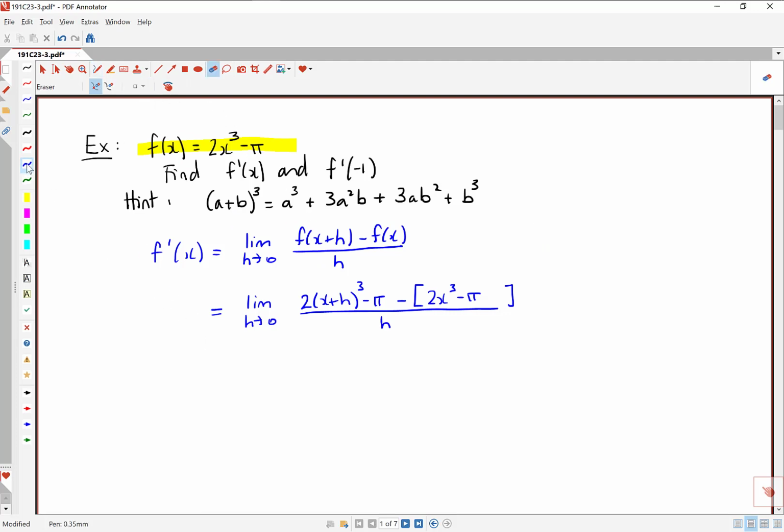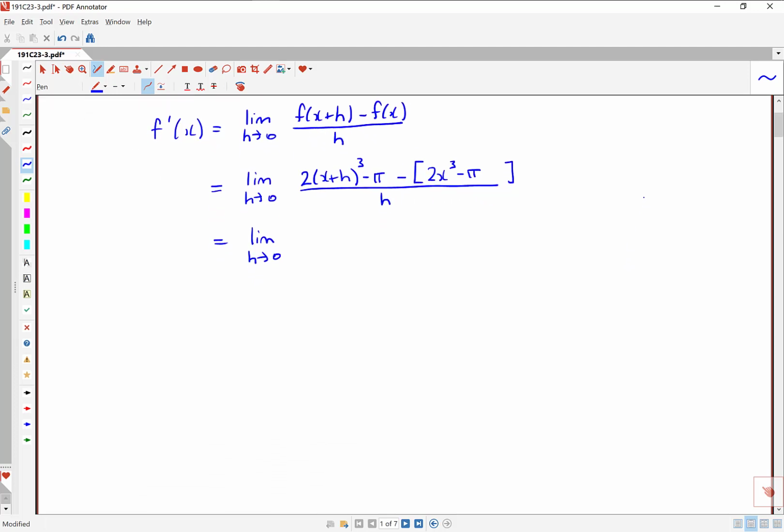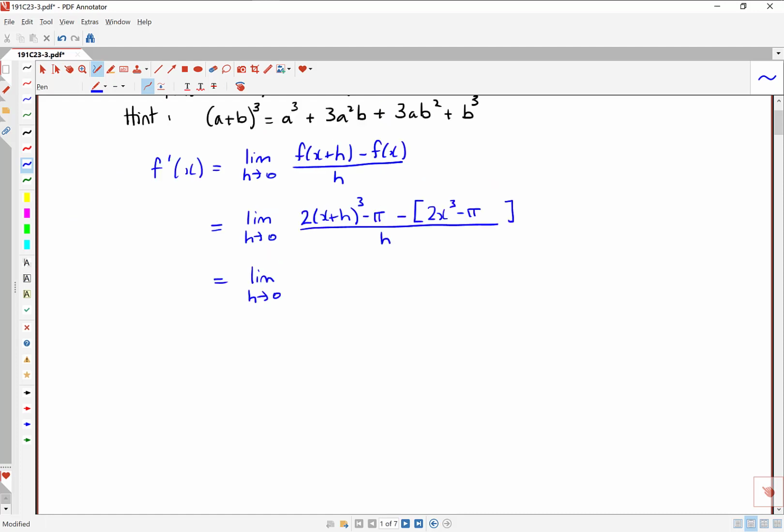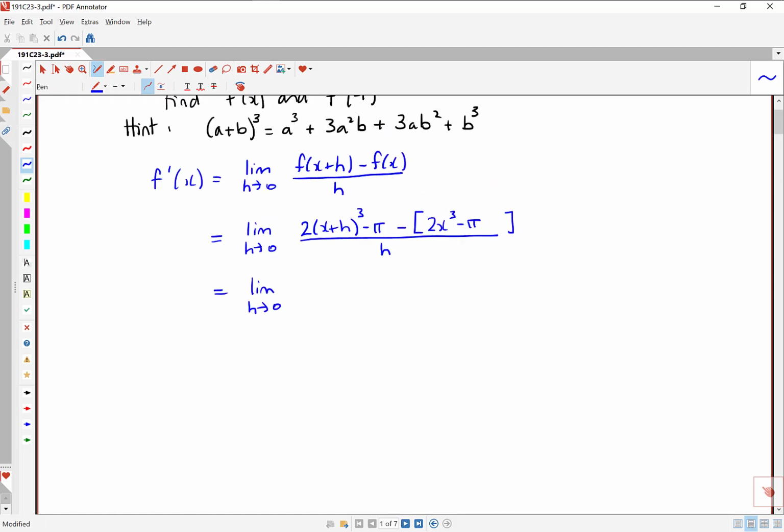So we're talking limit as h goes to 0. Well, if we were to plug in again, we'd still get 0 over 0, so more algebra required. We've got this hint at the top of the page for how to expand the cube of a sum. So that's actually the next thing that we're going to use.